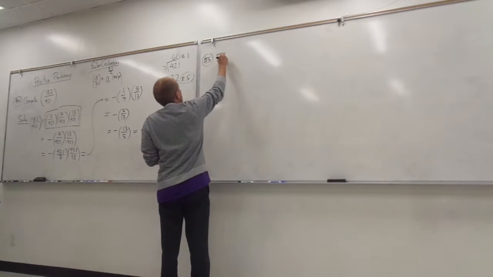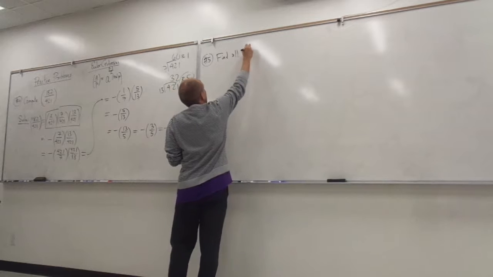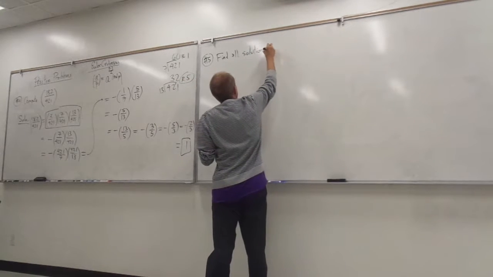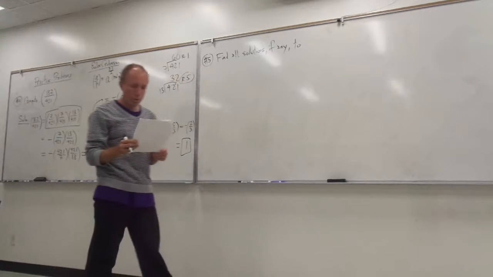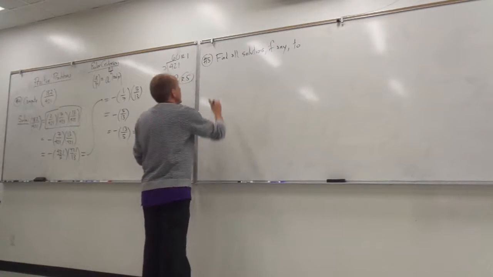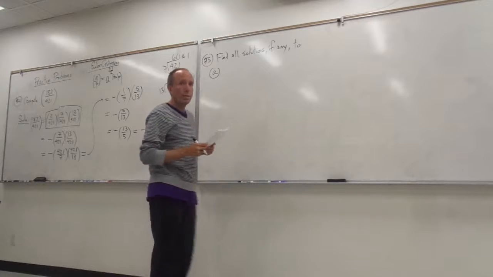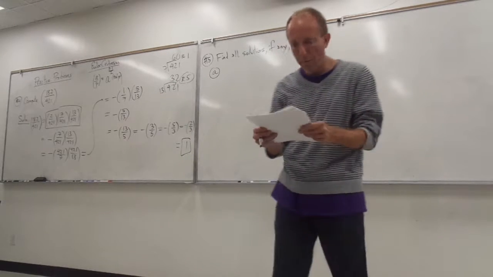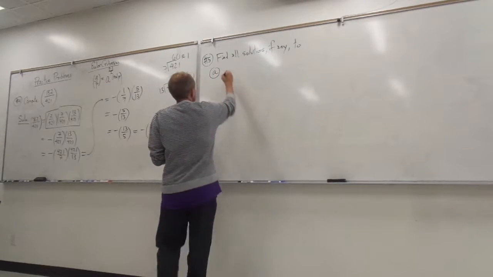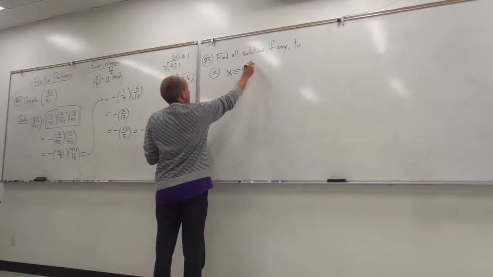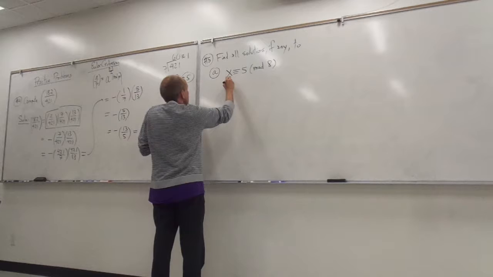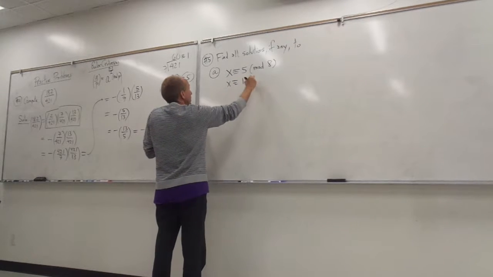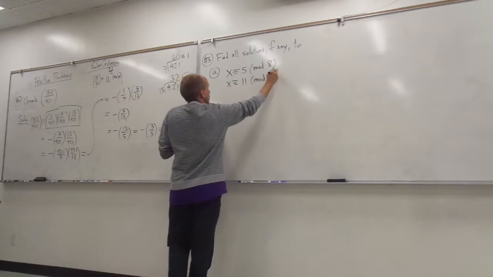Find all solutions, if any, to the following. So we're going to have 3 parts to this. We're going to do 3 different problems here. The first one is actually a system. X is congruent to 5 modulo 8, and X is congruent to 11 modulo 18.